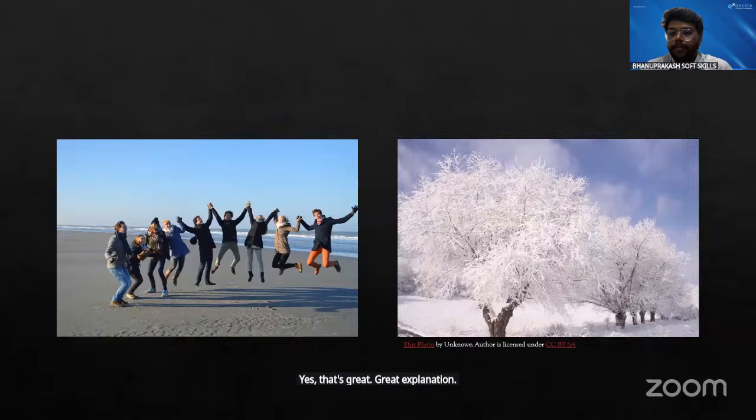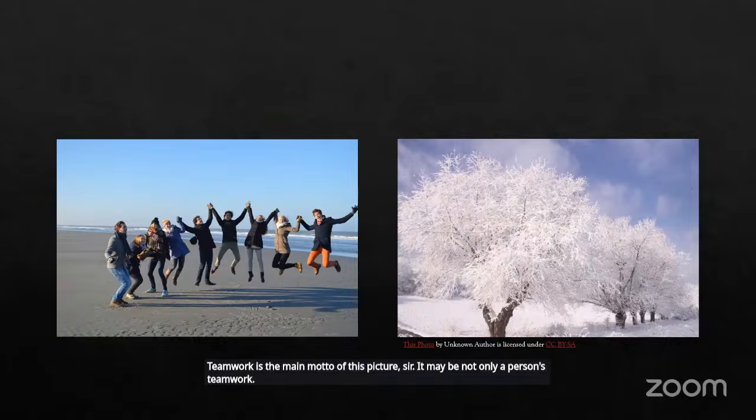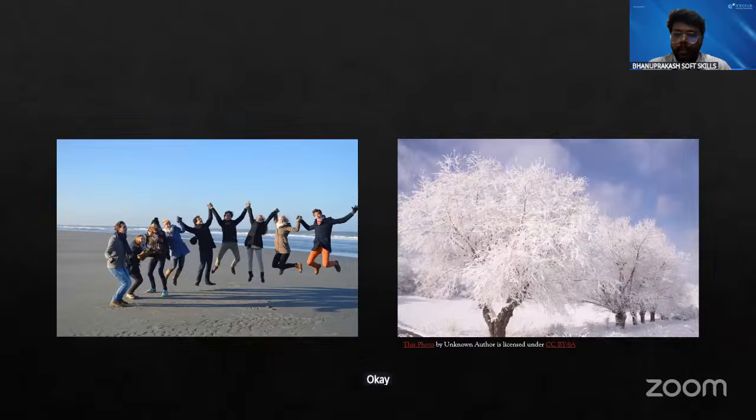Yes, Rani. Sir, in both the pictures, teamwork is the main motto of this picture, sir. It may be not only a person's teamwork, it may be anything. Teamwork is better, like the ant example, sir. Okay. So teamwork, right.